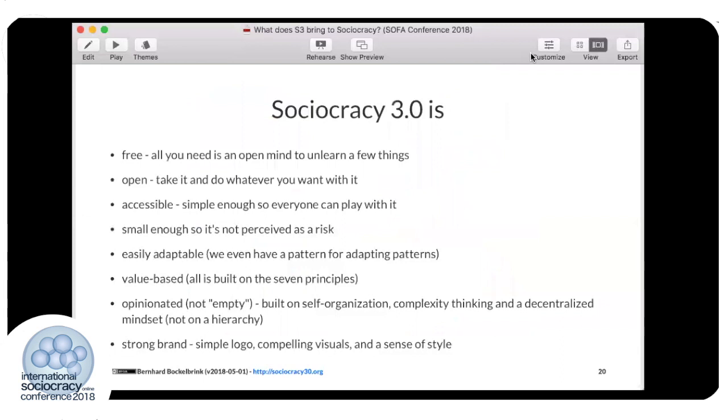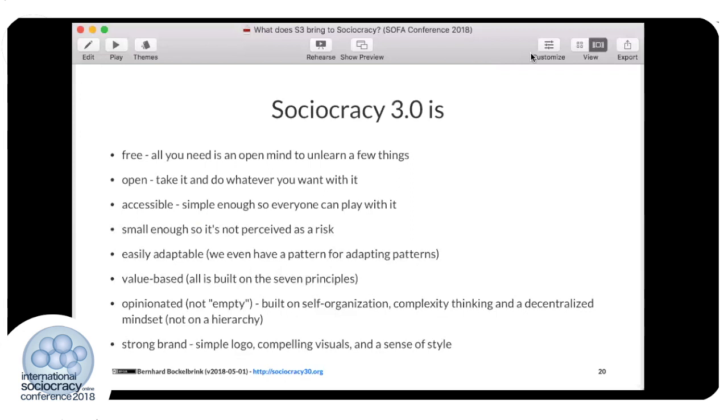So to recap all of this, S3 is free. All you need is just an open mind to unlearn a few things you think are true in organizations. It's open, you can just take it and do whatever you want with it. It's accessible because it's simple enough so everyone can just take it and play with it. And it's small enough so it doesn't pose a risk to an organization.